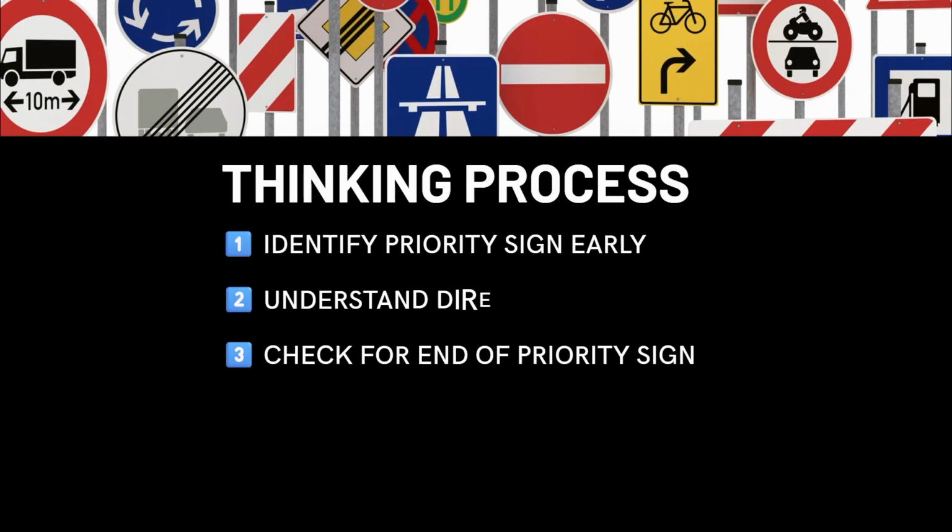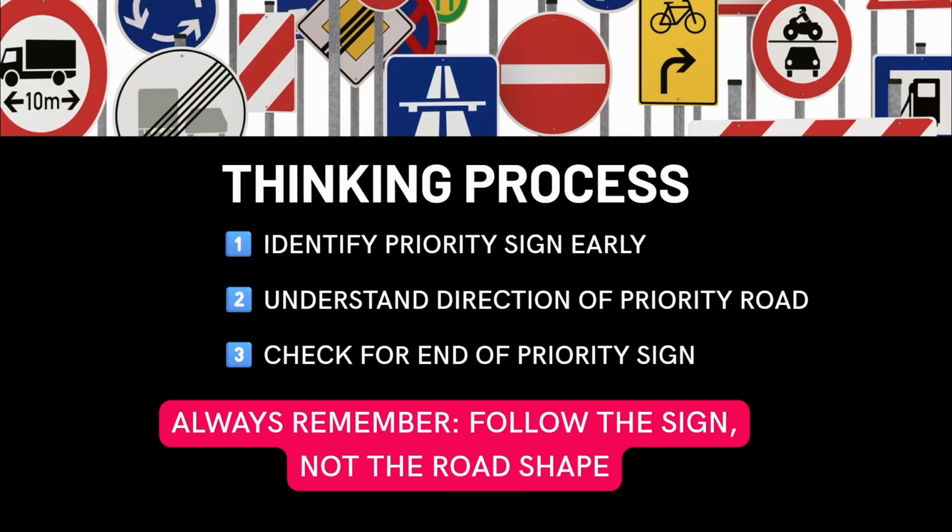Now let's understand what the correct thinking process should be. When we are approaching an intersection, think like this. Firstly, we need to identify the priority road signs early. If we have priority road signs, then we don't have to wait at that particular intersection. We can drive continuously straight ahead. Second, we need to understand its direction. This means that we have to identify in which direction the priority goes. Third, check if priority continues or ends. We can identify this with the priority sign and end of priority sign board. And lastly, adjust your driving accordingly. Always remember, follow the signs, not the road shape.